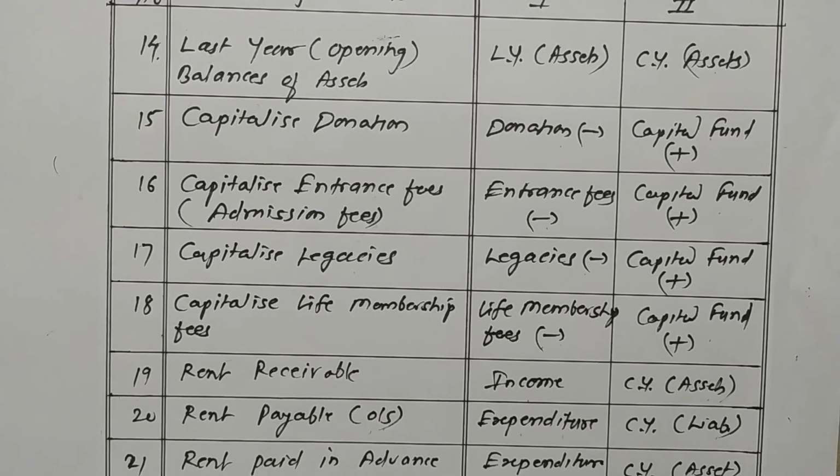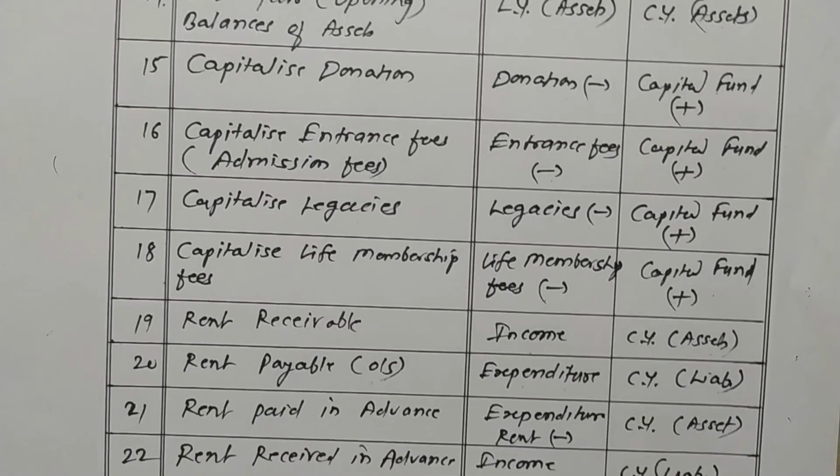Now 19th number. Rent receivable. It is to be income receivable. It will appear on income side and second effect will appear on current year asset side. Now 20th number. Rent payable. It is an outstanding rent. It will appear on expenditure side and second effect will appear on current year liability side.